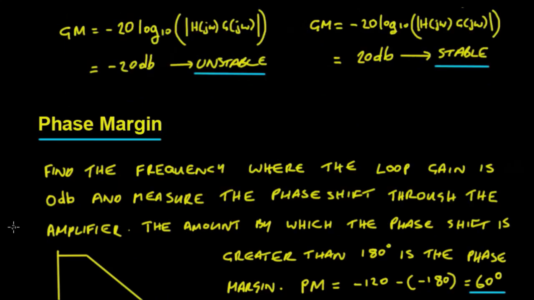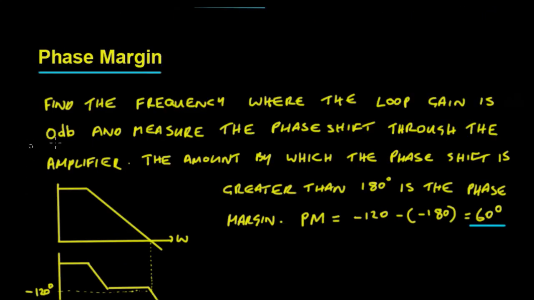Now another way of looking at this is in terms of a phase margin. If we find the frequency where the loop gain is 0 dBs, we've got that frequency, and we come down and have a look and see what the phase is at that particular frequency.